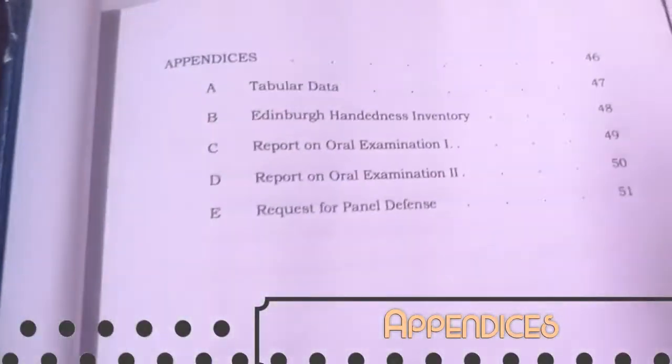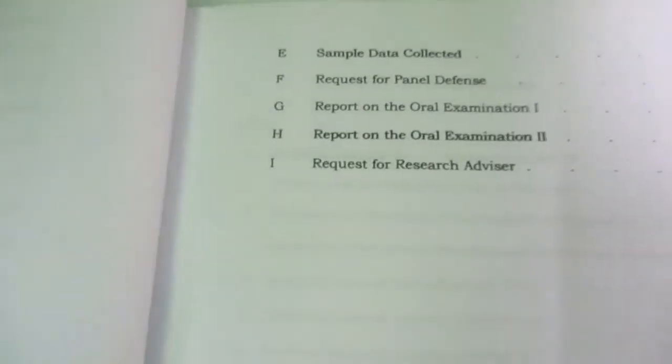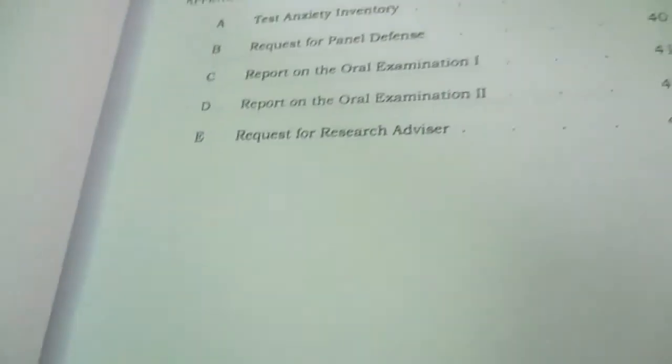In the appendices, the first and the third research paper include 5 appendices only, while the second research includes 9. They are all the same in including the sheets of requests for panel defense and report in the oral examination 1 and 2 in this part.